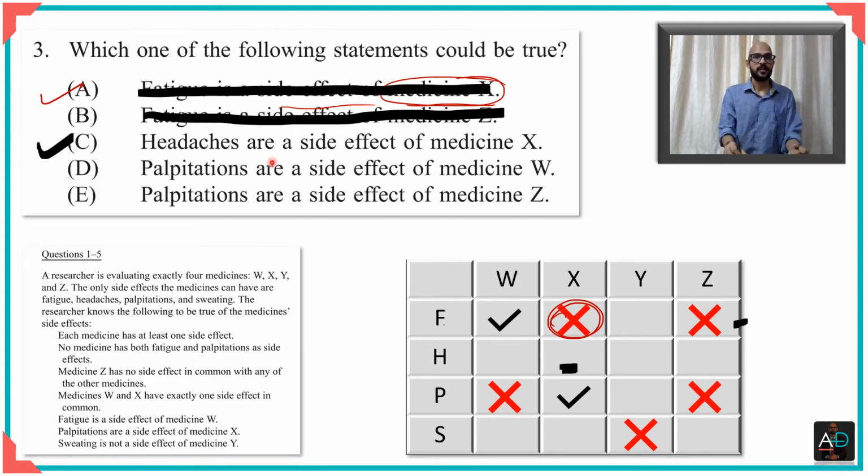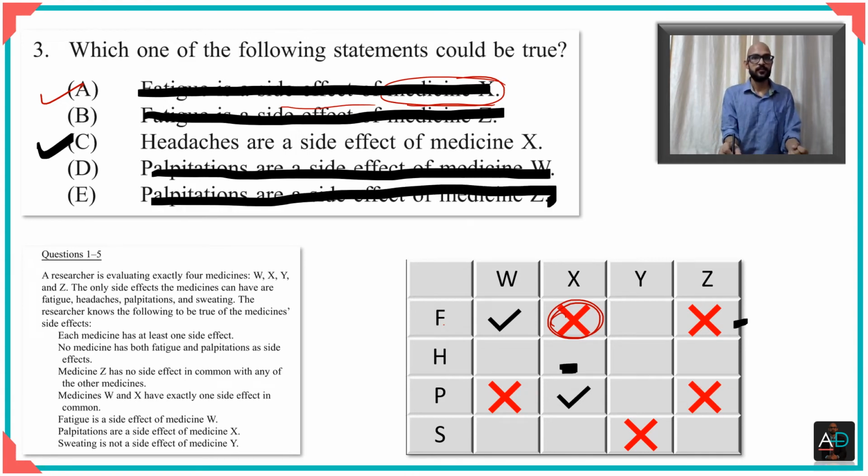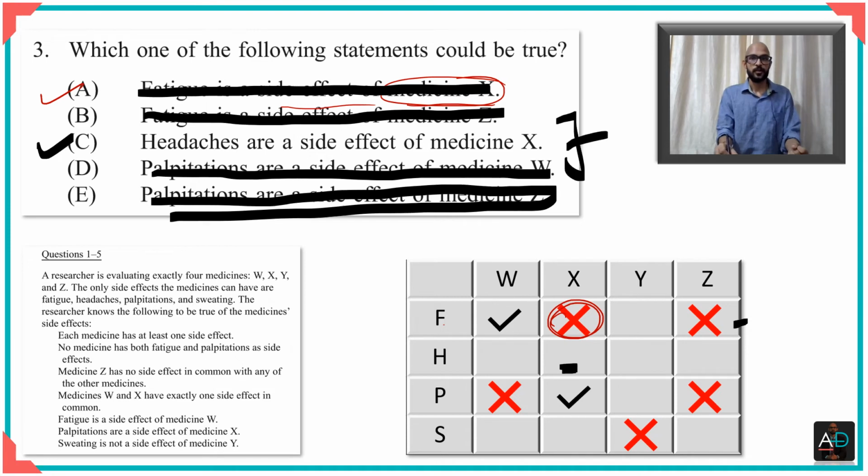Option D says that palpitations are a side effect of medicine W. Palpitations, W. Oh, absolutely not. So I eliminate this as well. Then we see palpitations are a side effect of medicine Z. Oh no. So we eliminate this one too. That leaves us with only this one, because you don't know. So it could be true or it could not be true. But we are here to see, could it be true? Yes, of course. And therefore we have our right answer as option C.